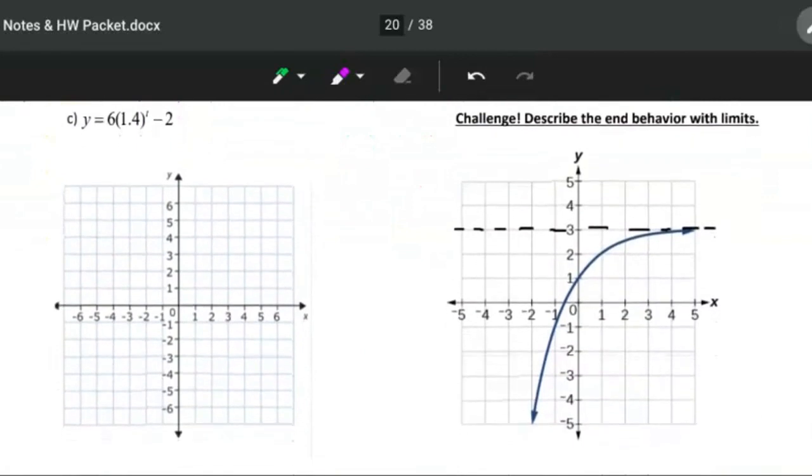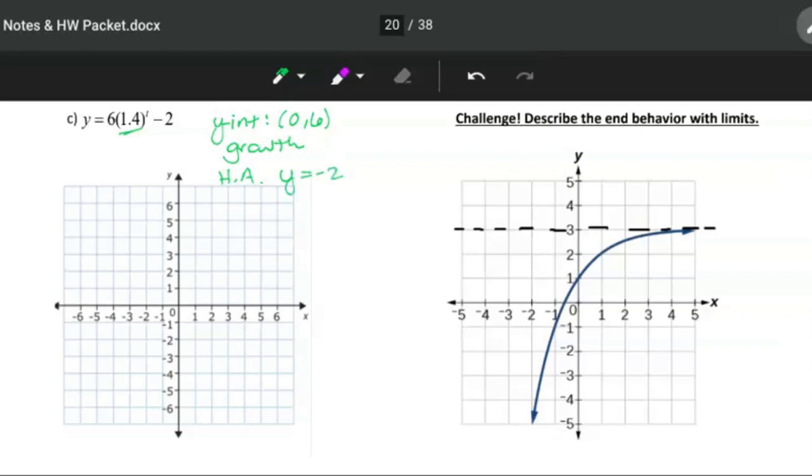Let's take a look at part C. y equals 6 times 1.4 to the t power minus 2. Again, same thing. We're going to graph it, and we're going to find the end behavior using limits. Our y-intercept is (0, 6). 1.4 tells us this is exponential growth. And then your horizontal asymptote is at y equals negative 2.